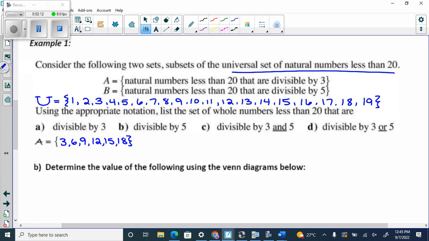Then B is divisible by 5. What would be your first one that's divisible by 5? 5, 10, 15. Now we need divisible by 3 and 5. And would be, we could represent this by A and B. So what's in A and in B? 15, that's it.